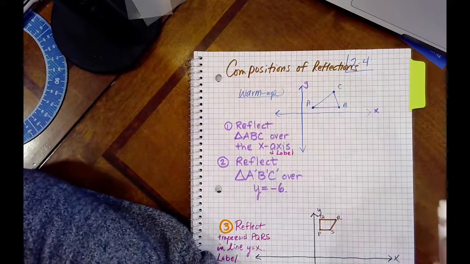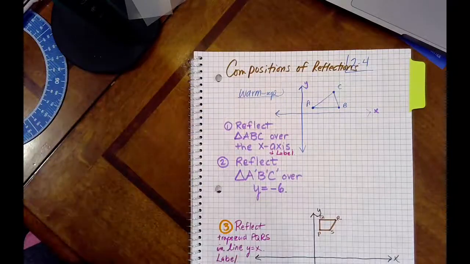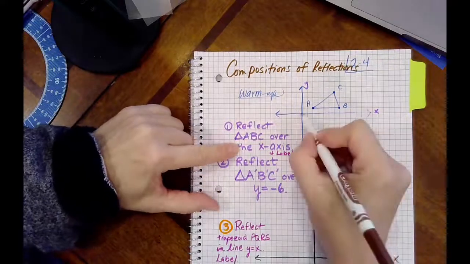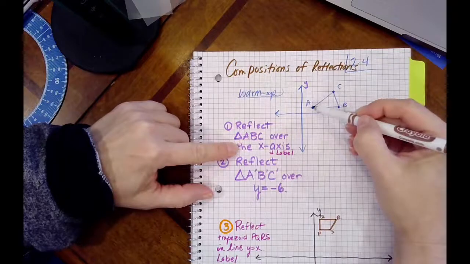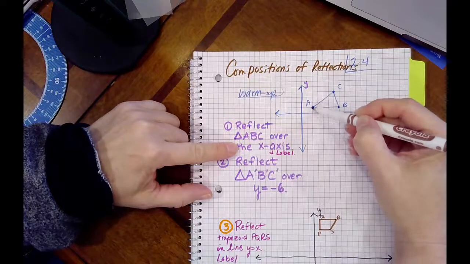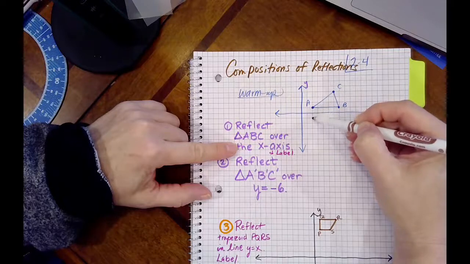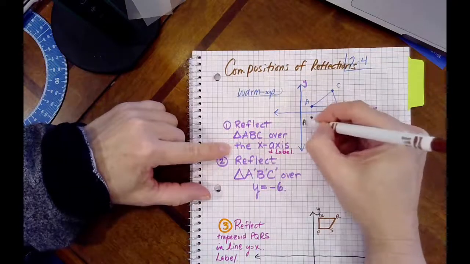Now, pause me as you need to, but the next thing that I would like to see is number 1, reflect triangle ABC over the x-axis. We've got our x-axis. This is awesome review. For point A to reflect it, see how far it is away from that line of symmetry. It's 1 away, so go 1 the opposite way, and that is going to be A prime.